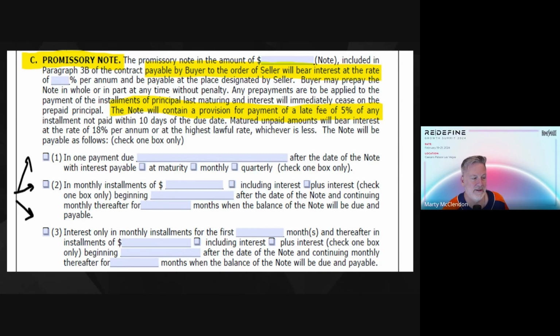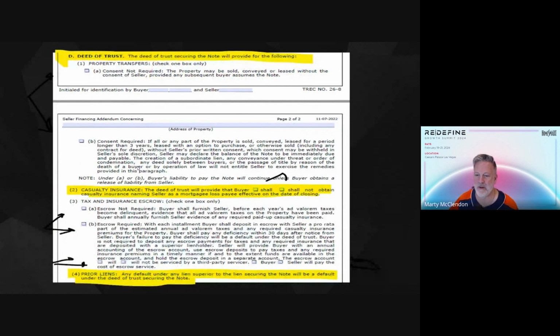Now that you've established that we're going to get interest only, or we're going to get principal and interest payments or not, we're going to tie it to the instrument. It's going to be recorded at title with the note about ownership. Now we're going to transfer this property with a deed of trust, right? The deed of trust securing the note, the promissory note, which we just talked about.